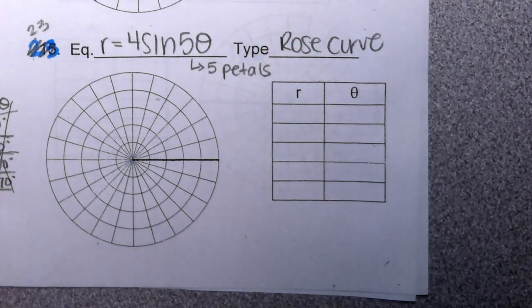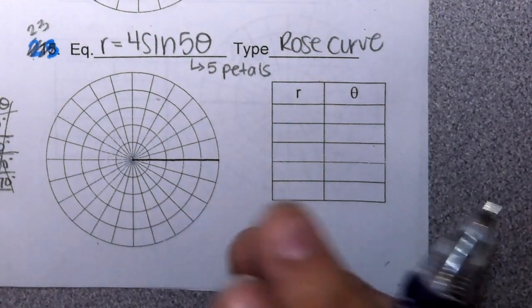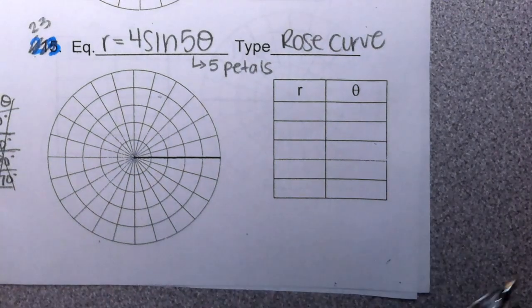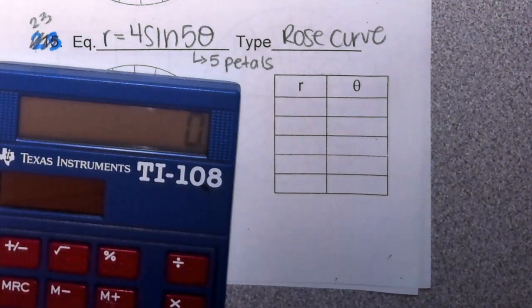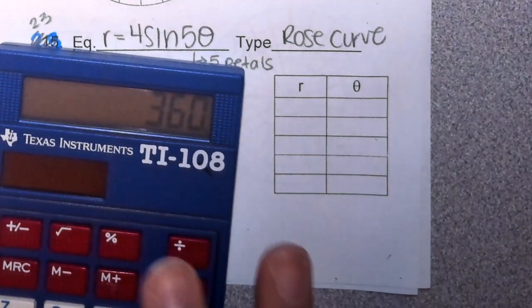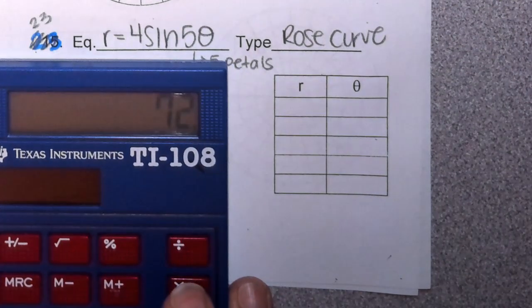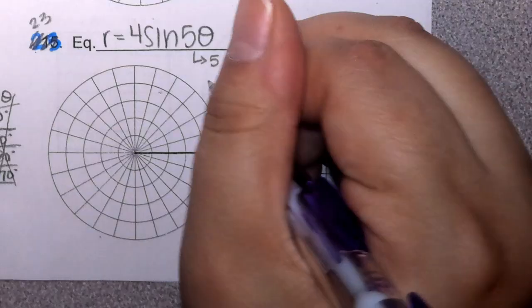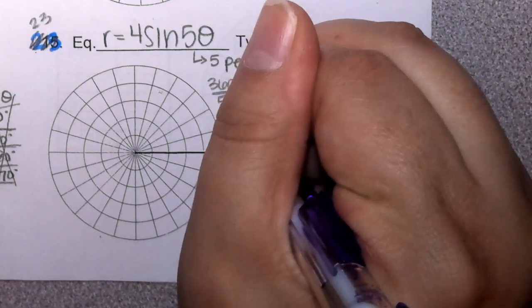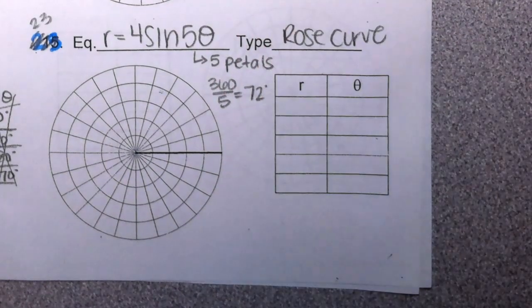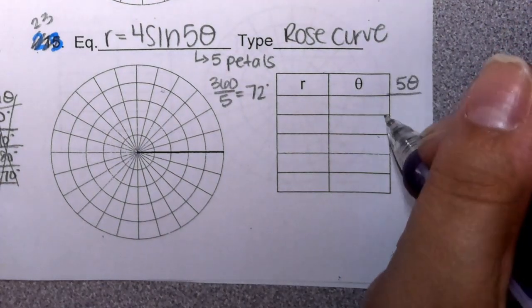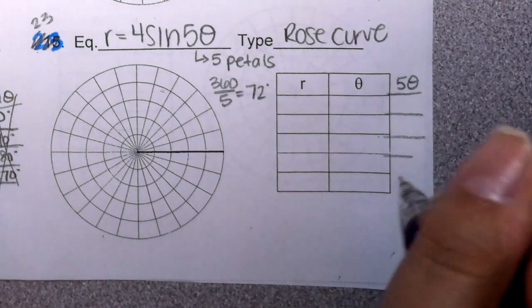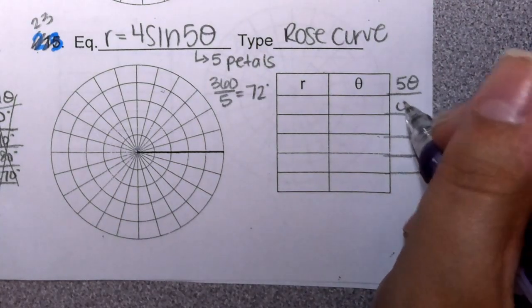Therefore what? 360 divided by 5 is 72, so each one is going to be 72 degrees apart, which is going to make this fun. So I'm going to add 5 theta here, and let's plug in our quadrantals.